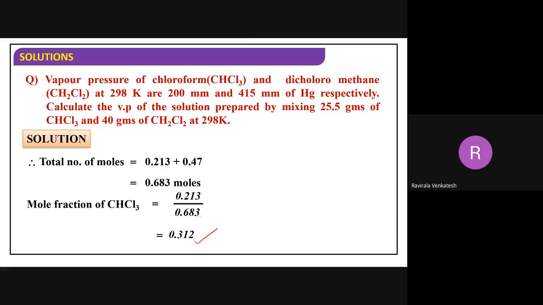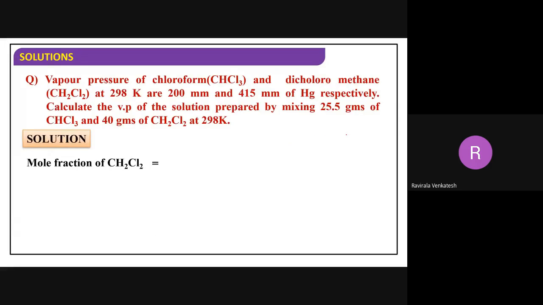So the mole fraction of chloroform is equal to how much? You get 0.312. Now there is no need to calculate the mole fraction of dichloromethane separately. How do you calculate it directly? The mole fraction of dichloromethane is 1 minus 0.312. So you can calculate it directly.